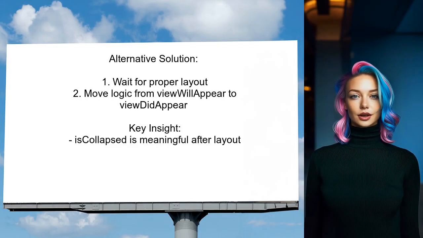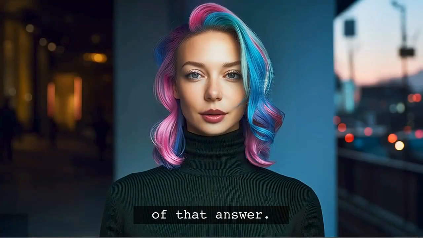One user points out that the value of isCollapsed becomes meaningful only after the view is fully laid out and added to the view hierarchy. They found success by moving their logic that depended on isCollapsed from viewWillAppear to viewDidAppear. That's the end of that answer.